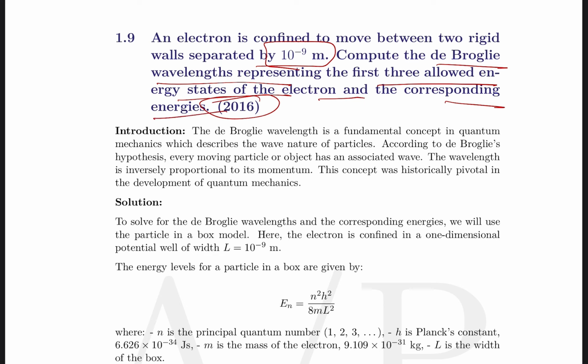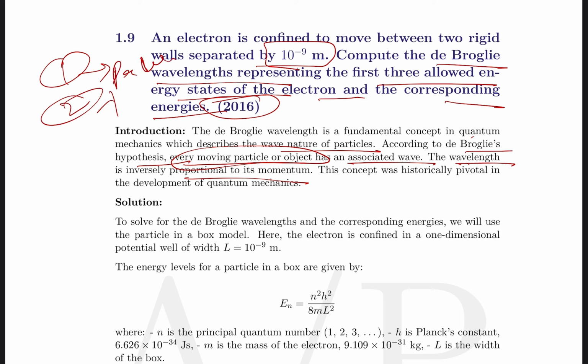The de Broglie wavelength is a fundamental concept in quantum mechanics which describes the wave nature of a particle. According to the de Broglie hypothesis, every moving particle has a wave associated with it, and the wavelength is inversely proportional to the momentum. So this is our basic introduction that we use everywhere in the de Broglie wave concept. Number one, the particle is related to a wave, and number two, the wavelength is inversely proportional to the momentum. These two points apply to de Broglie wave questions.